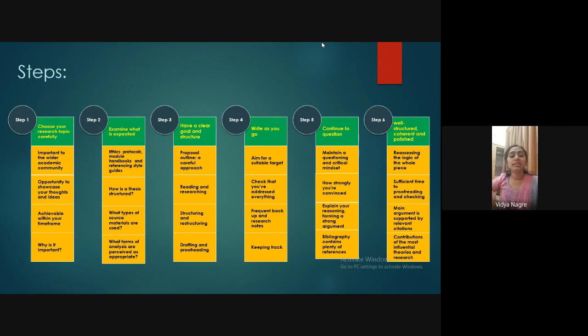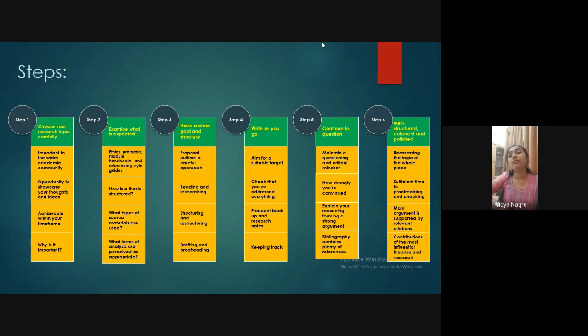How is a thesis structured? Just before this slide, I talked about various steps involved in your thesis. You have to remember and understand what kind of thesis you will be writing. So are you supposed to go for a discussion section separately, or will you be combining it with the results section? You have to check it out once.